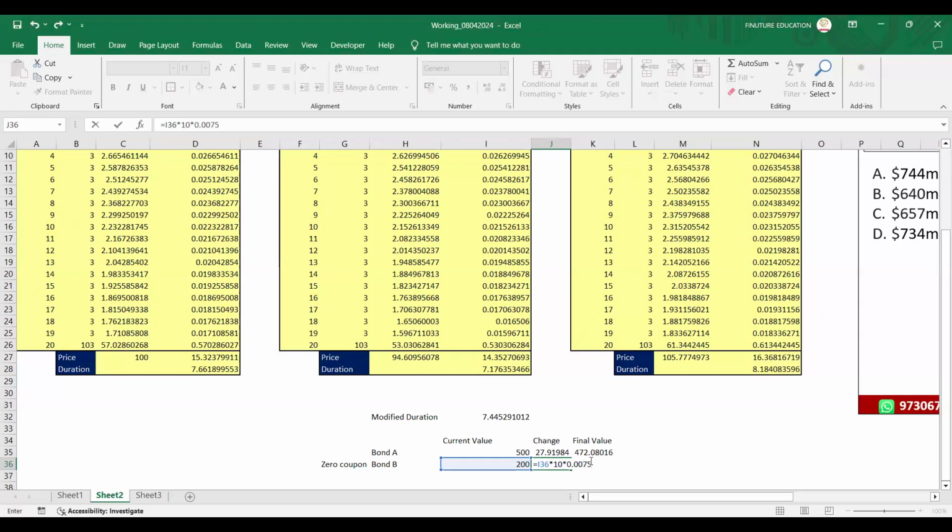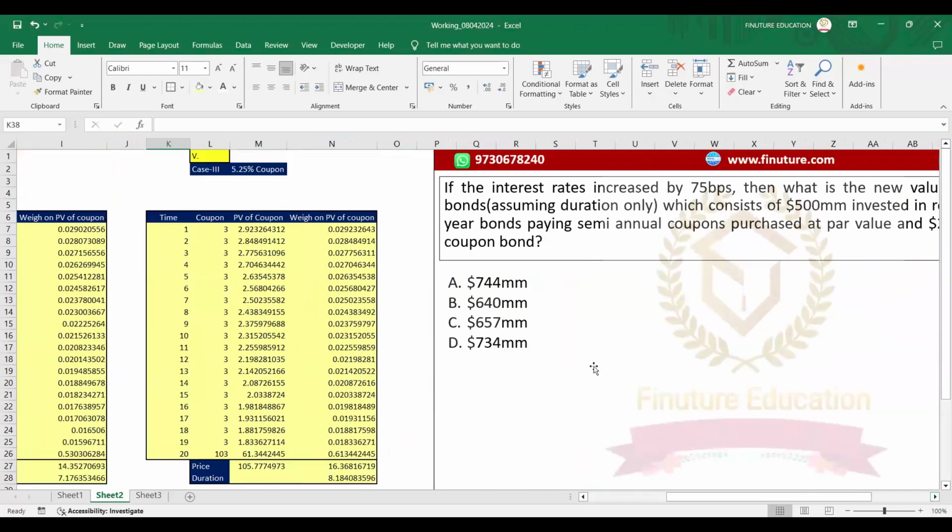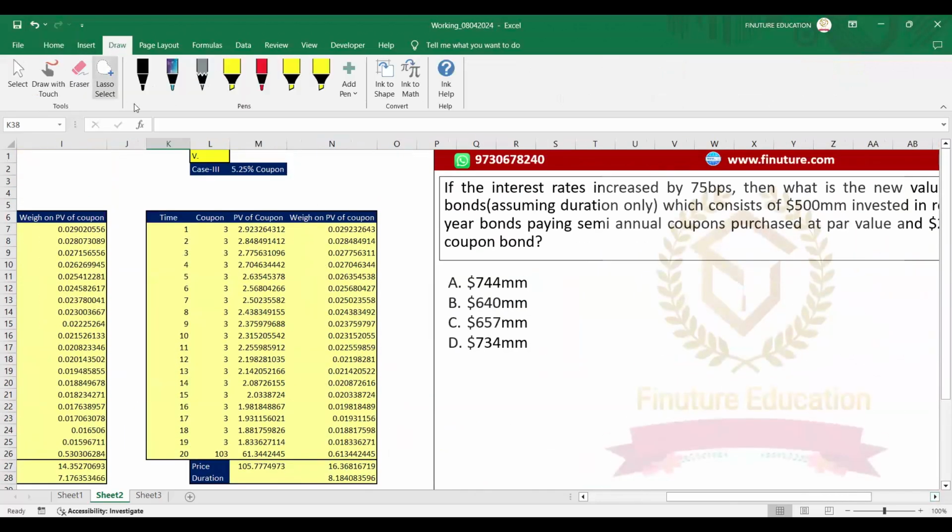And 75 basis points. So this is my change. So my new value would be 185 million. So total would be your 657. That was in our question. Just allow me a moment. So this is something which I would say is your final answer.